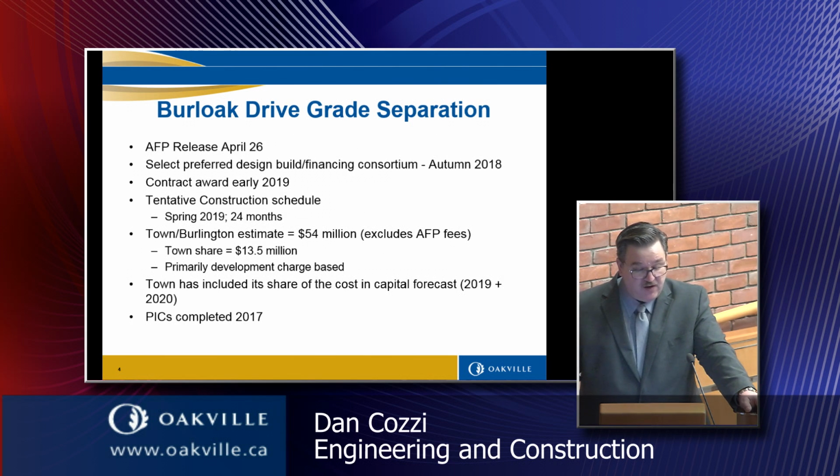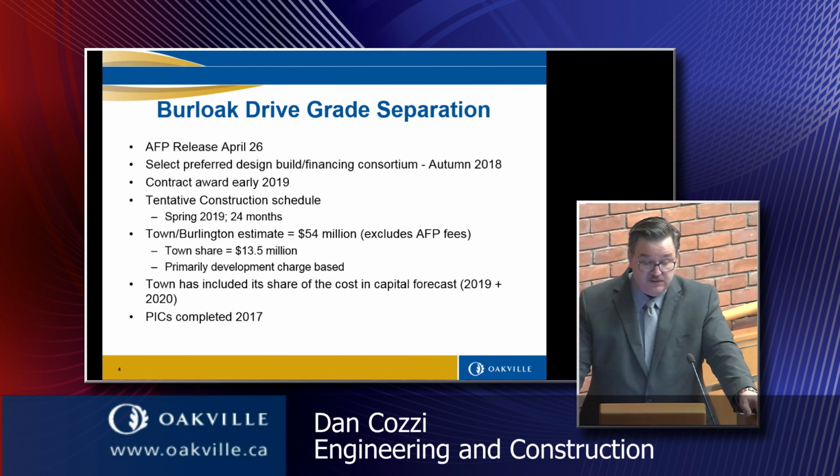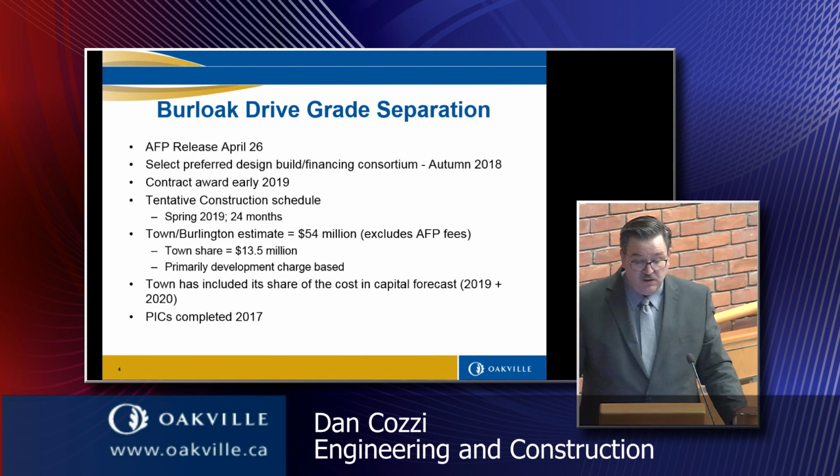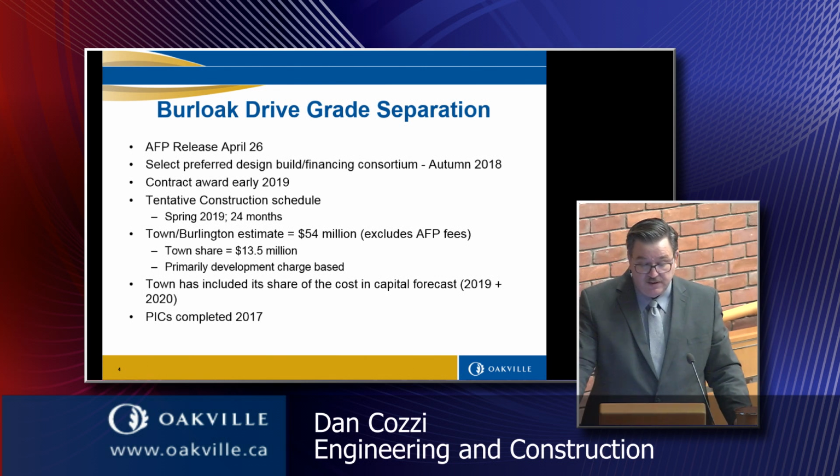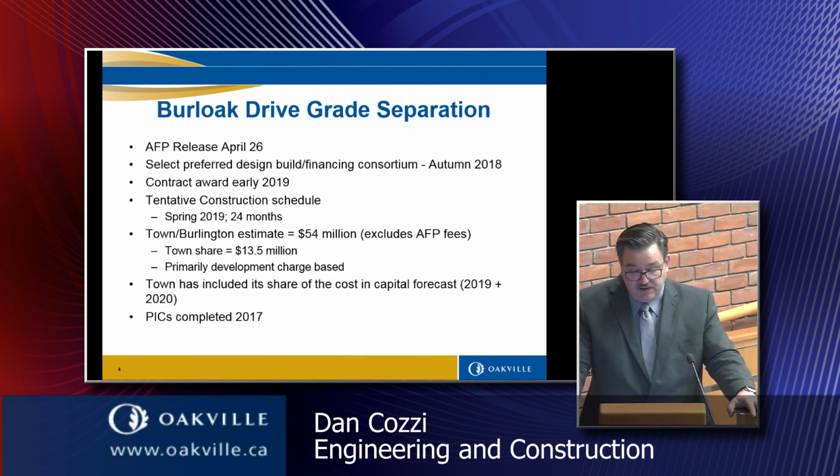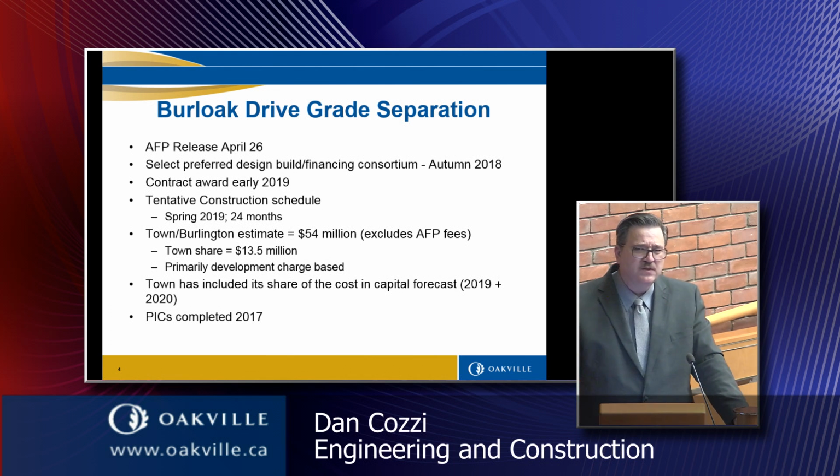Burloak, the AFP is being released next week. The preferred consortium will be selected in 2018. A contract award is expected early in 2019. Tentative construction schedule, they expect to start in the spring of 2019. A project like this takes about 24 months to complete.